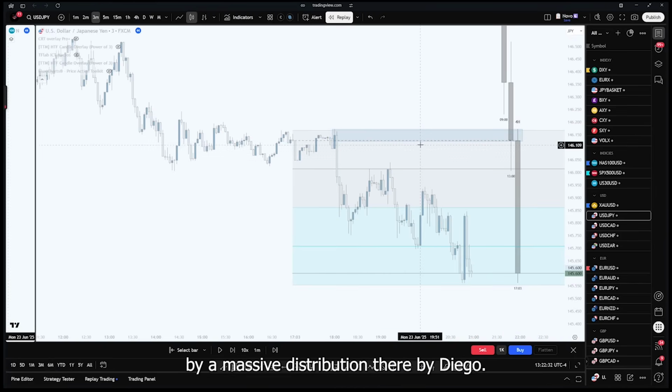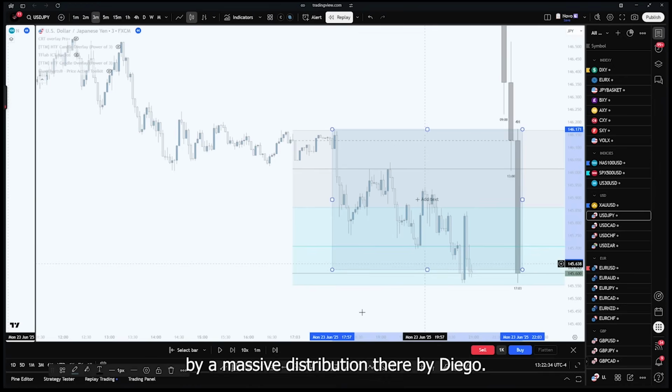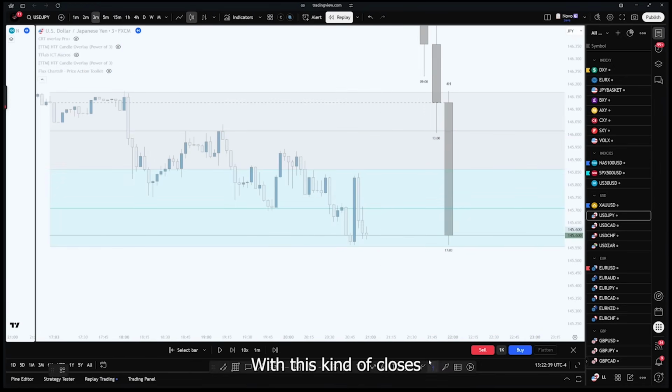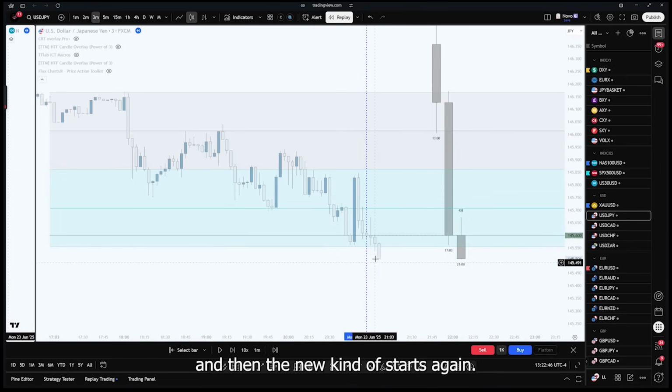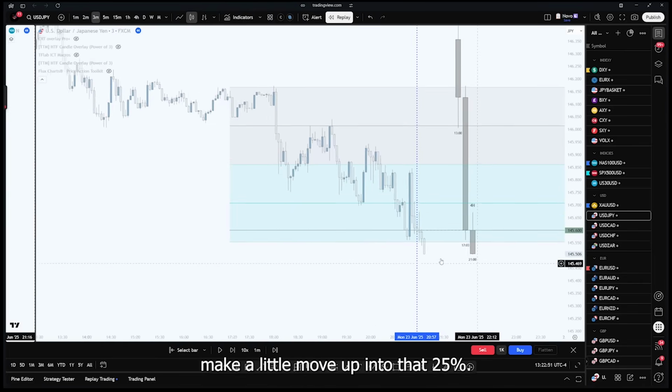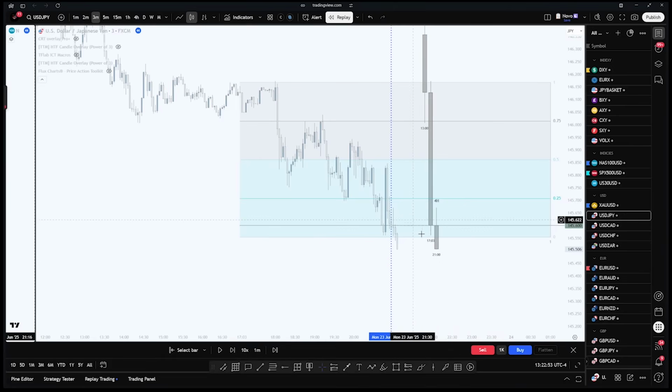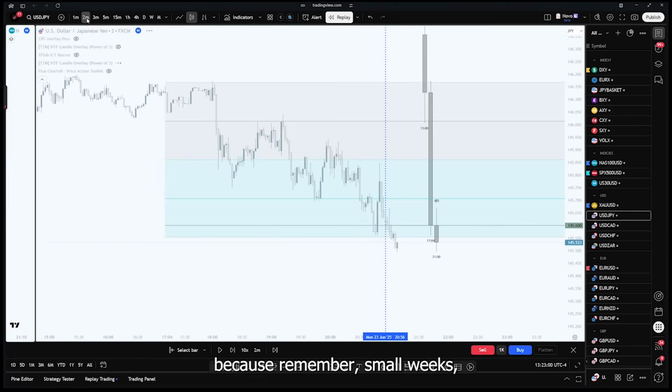And then it's followed by a massive distribution there. But there you go. Here's where this closes, and then the new candle starts again. Now, as you can see, this does make a little move up into that 25%, which is literally this small little wick up. That's all you need. That's literally all you need, because remember, small wicks, it is a shorter time frame.